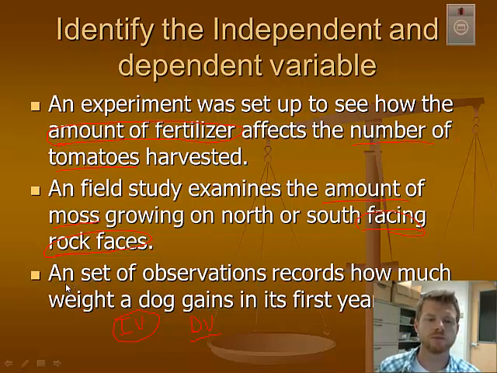Third one here, a set of observations records how much weight a dog gains in the first year. This one's a little tricky. Our independent variable is the first year. We could possibly measure this monthly. And our dependent variable would be the weight of the dog. So maybe we're looking at how many kilograms it gains in the first year of its life.